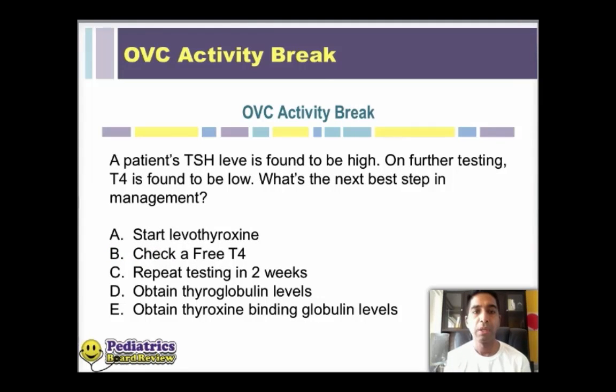Here's another question. A patient's TSH level is found to be high. On further testing, T4 is found to be low. What's the next best step in management? Is it A, start levothyroxine, B, check a free T4, C, repeat testing in 2 weeks, D, obtain thyroglobulin levels, or E, obtain thyroxine-binding globulin levels? Go ahead and pause and answer.